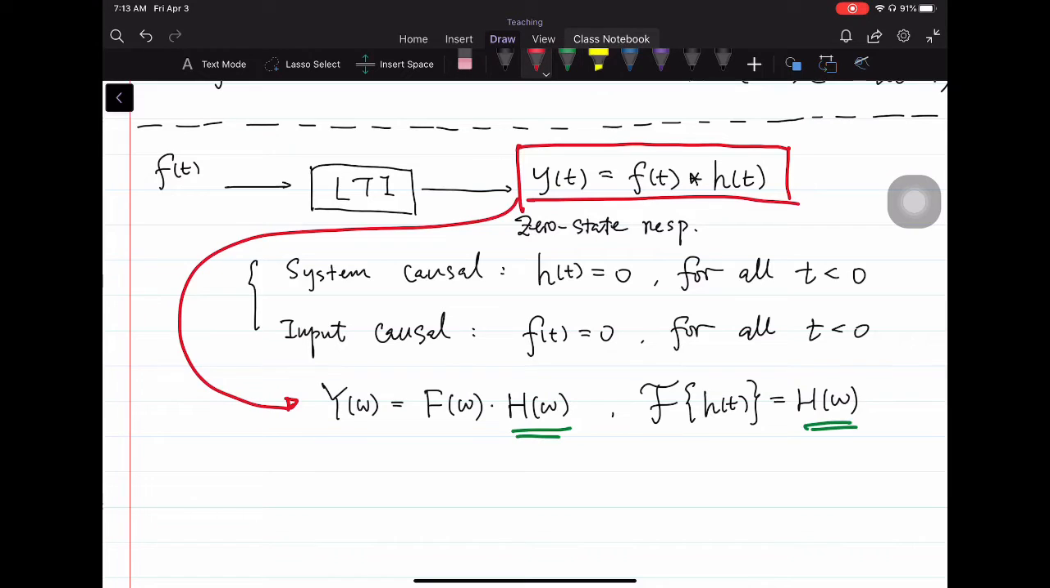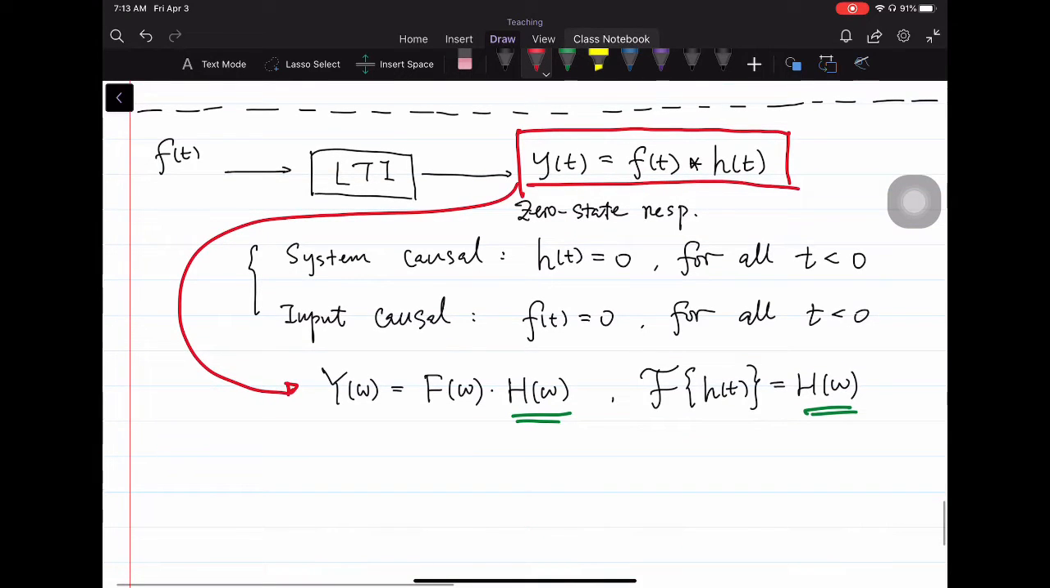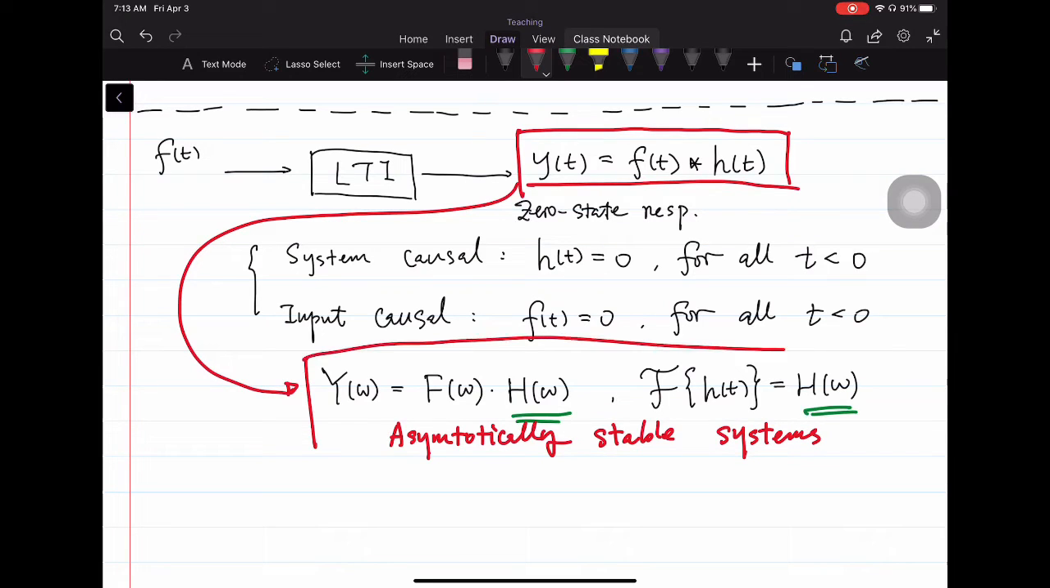I also want to mention again that this is only for an asymptotically stable system. So if you want to utilize this, it must be an asymptotically stable system. Otherwise, none of the calculation will make sense.